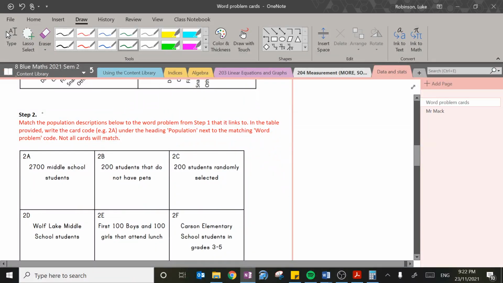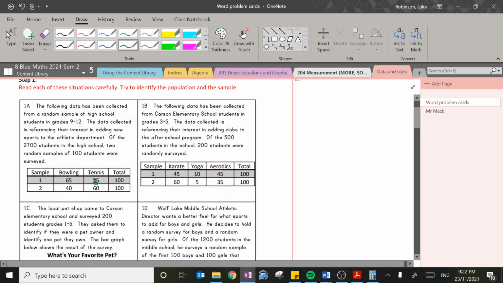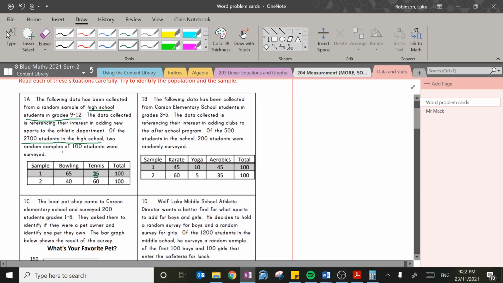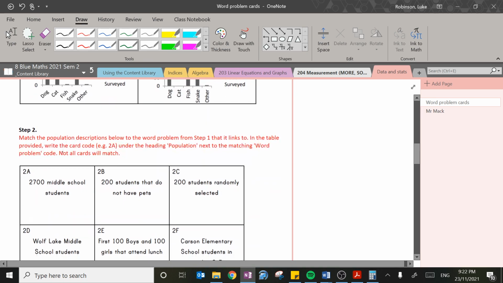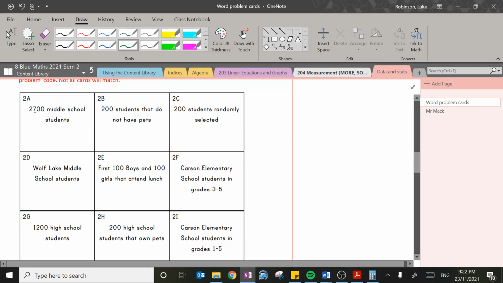Alright, so let's have a look. Our population in this case is referring to a high school with students aged 9 to 12. There are 2,700 students in this high school. That gives us an indication of what our population is. There's 2,700 students at a high school in grades 9 to 12. So let's see if there's an answer that looks like that.